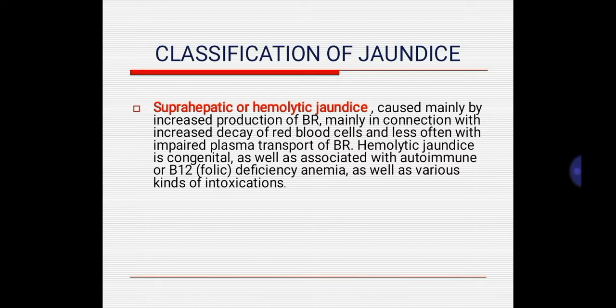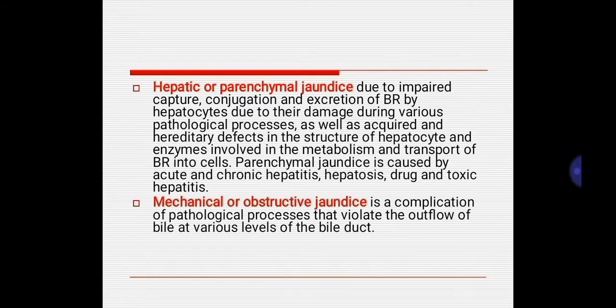That is suprahepatic or hemolytic jaundice. It is caused mainly due to increased production of bilirubin, mainly in connection with increased decay of red blood cells and less often with impaired plasma transport of bilirubin. Hemolytic jaundice is congenital as well as associated with autoimmune or B12 deficiency anemia, also known as folic deficiency anemia, as well as various kinds of intoxications.